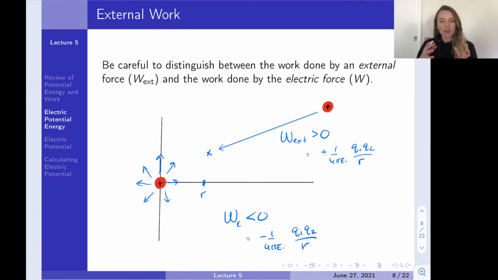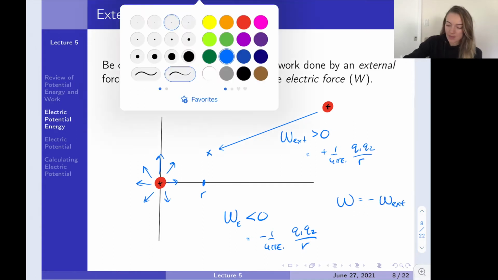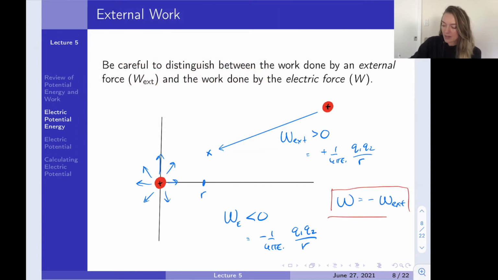And so the work done by your electric force and the work done by an external force will be equal in magnitude, but opposite in sign. And this is the same for gravity. If gravity does positive work in some situation, like if I'm moving a book up and down, then if gravity does positive work, I do negative work. If I do positive work, gravity does negative work. So it's the exact same thing here with your electric force and some external force, like a person moving a charge.